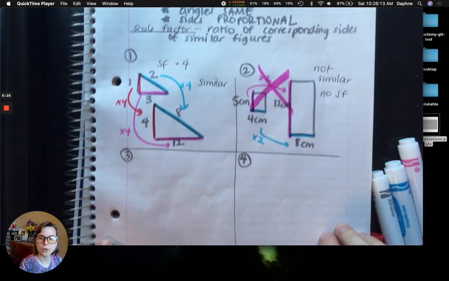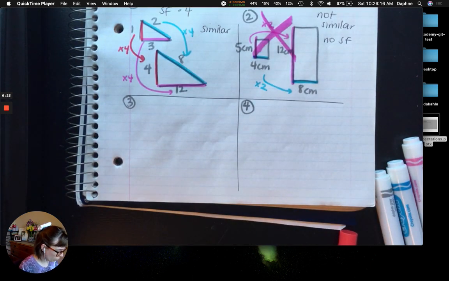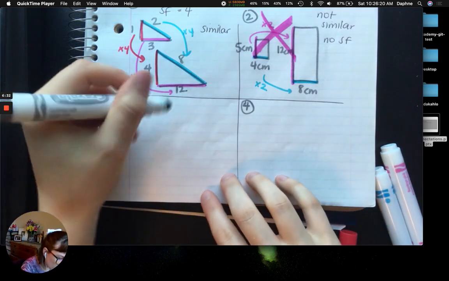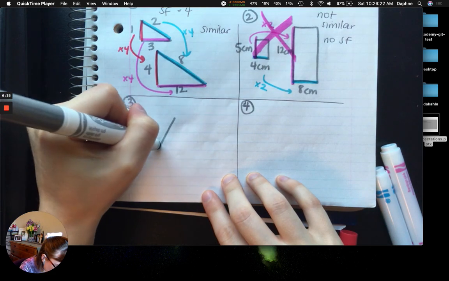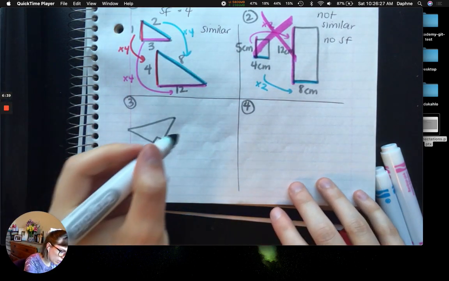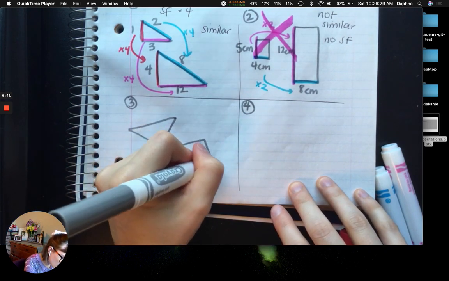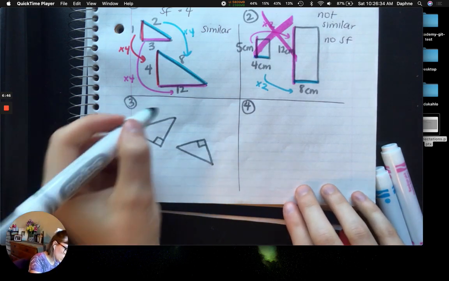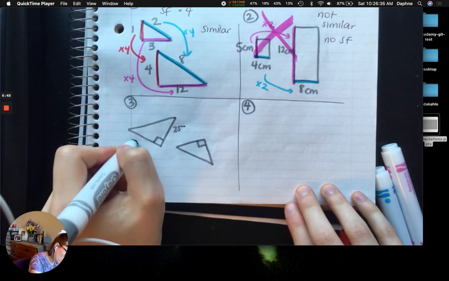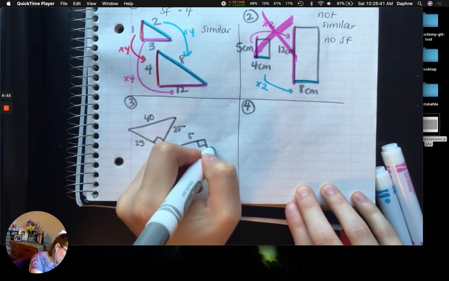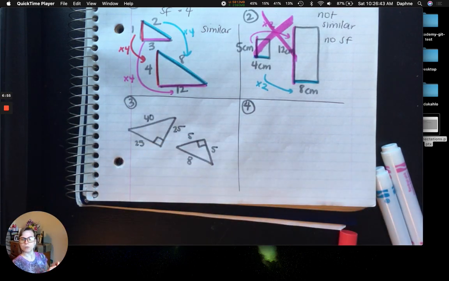All right, we're going to move on to example 3. So example 3, we're back here with triangles, and now I want you to look closely at what I'm doing. I'm trying to make these have an L, okay, and then I want, there we go. And we're going to label this one 25, 25, 40, 5, 5, 8. All right, so draw those triangles.